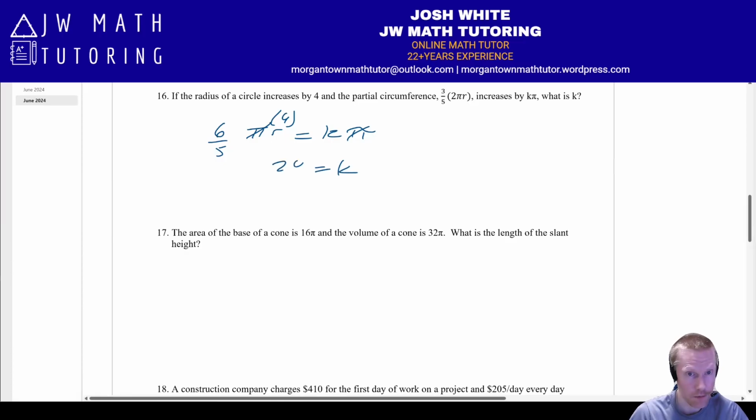So k is just going to be 24/5. You could put that in, or you could also put in 4.8. And that's the answer. Now, you could also do this using picking numbers.